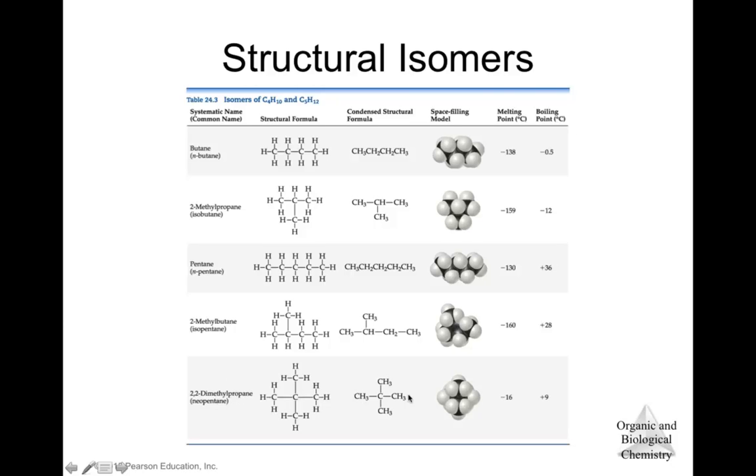So we have 1, 2, 3. The longest chain that you can create here is 3 carbons, and the substituents are in position number 2. Propane, and 2,2-dimethylpropane. That's the name of this isomer. So all of these 3 compounds are structural isomers for pentane, for a hydrocarbon of 5 carbons.